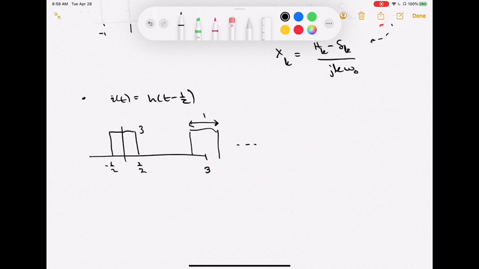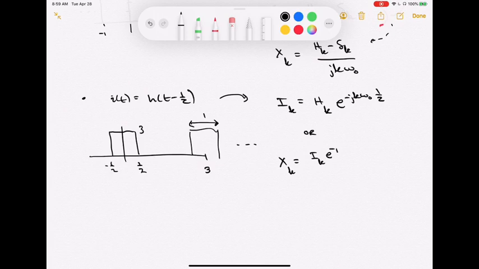Something like that. What does the Fourier transform of that equation do? Well, a shift in time gives us multiplication by an exponential. So I of k, if you just check out the property tables or the property sheet on the formula sheet on the Blackboard site, you get h of k e to the minus jk omega naught times the shift, 1/2, right? Something like that. Or if I back substitute that into all the other stuff, I get x of k being I of k, right, e to the minus jk omega naught by 2 minus a delta k all over jk omega naught. So as long as I can get that I of k, I can get x of k.